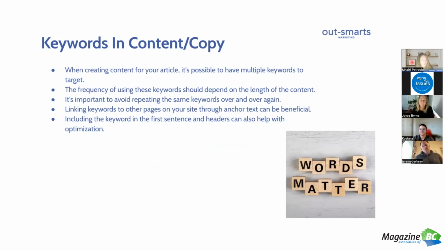Linking keywords to other pages on your site through anchor text can be beneficial. So if you have a keyword that relates to another article, you can link to that. Again, that helps Google to see what the article is about. That's a beneficial habit to get into when writing your articles. And also including the keyword in the first sentence and in the headers will help you with optimization as well. So these are important things to consider when you're writing your article.